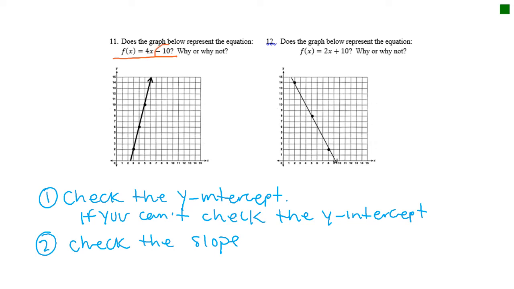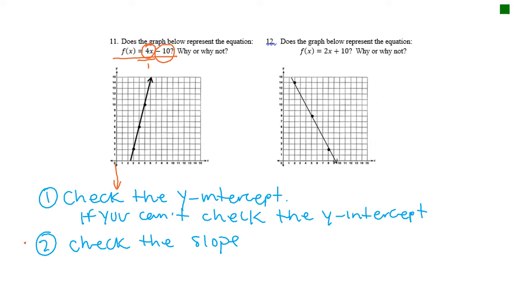What is the y-intercept on this one? It is negative 10. Does my graph go all the way to negative 10, which would be somewhere down here? No. Can I assume that my line is going to pass through the y-intercept? No, I don't have enough information, so I cannot check the y-intercept. Moving to step 2, it says check the slope. What is my slope? My slope is 4. And remember, I need to know how I'm moving left and right, so it has an imaginary 1 on the bottom.